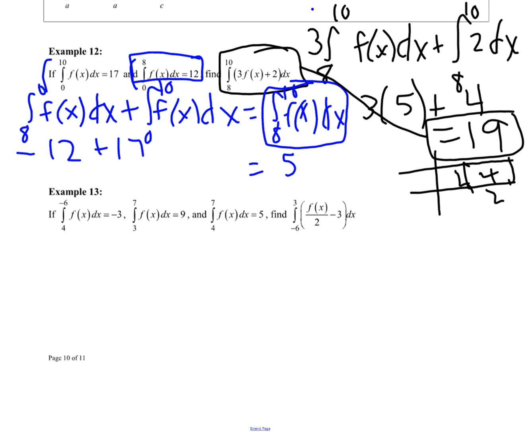Okay? Let's try to break apart, let's see, we're trying to find this. We're going to break it up a little bit. I could pull that 1/2 out into the front.